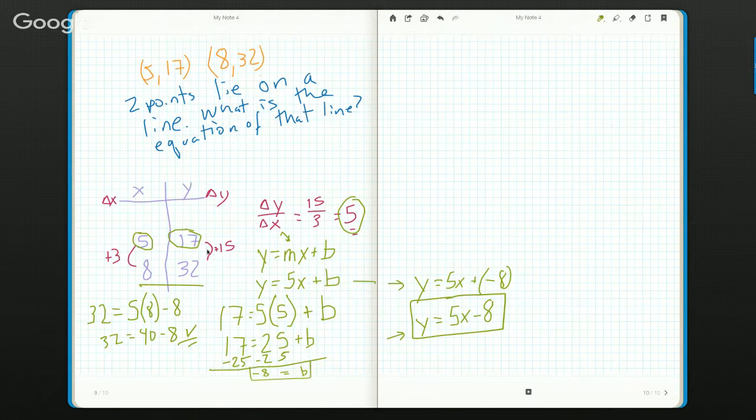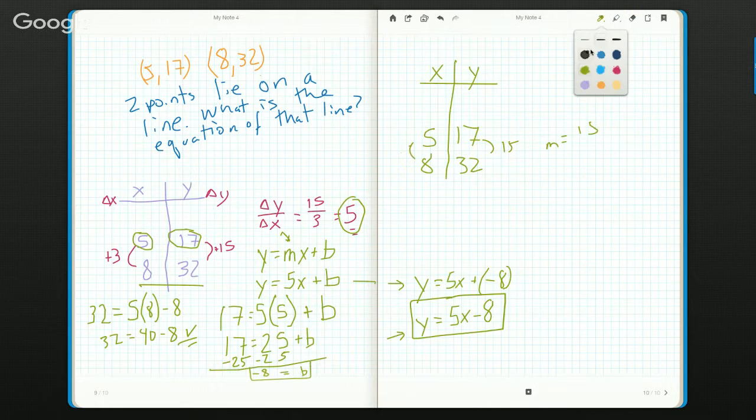Now there's another way of doing this. We have our x and our y, we have our 5 and our 17, and we have our 8 and our 32, and we've done our calculation: the change in y is 15, the change in x is 3. Sorry, going too fast here. So 15 over 3 is equal to 5. So we can say y is equal to 5x plus b.